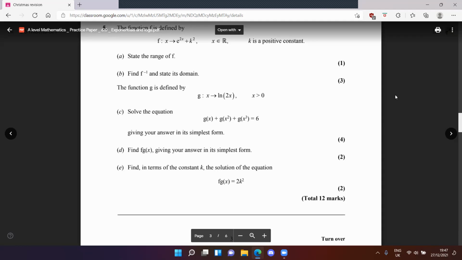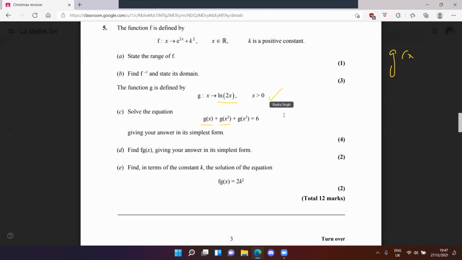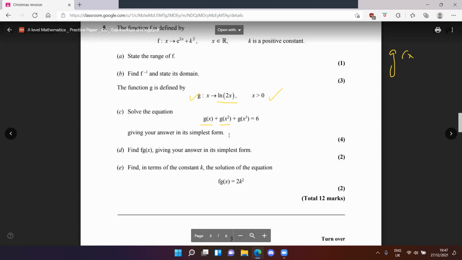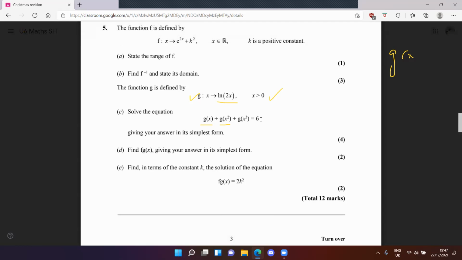Well, I would start by using the functions first. Look at the function g of x. That's fine, right? Now let's see g of x squared. We have to use that function, otherwise you don't know what g of x is. So g of x is given to you. Oh my god, that makes so much sense, because I was stuck with y plus y squared plus y cubed equals 6.